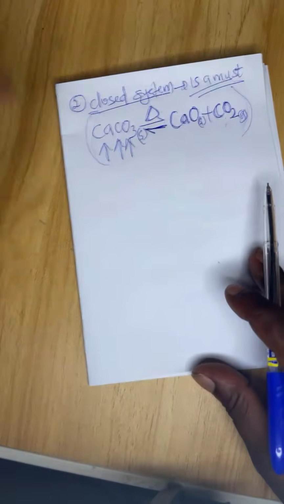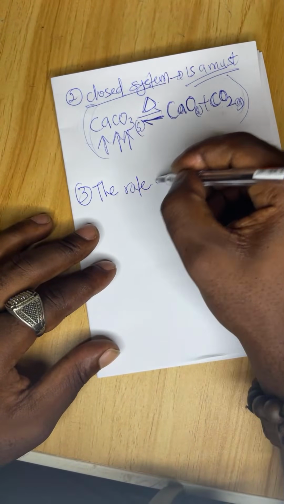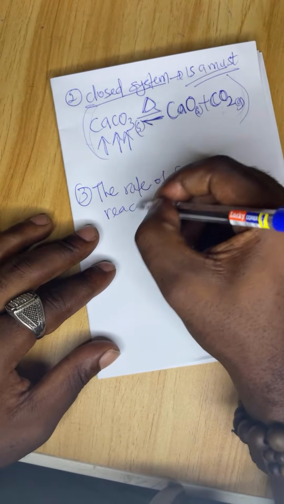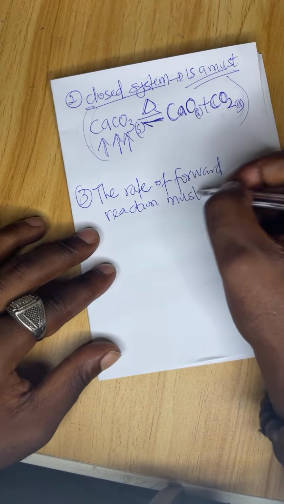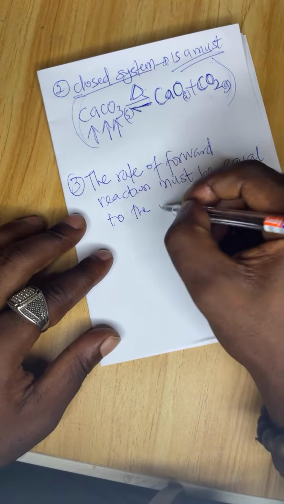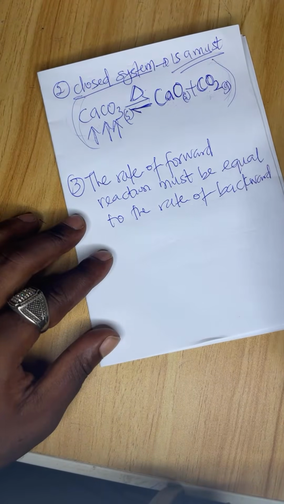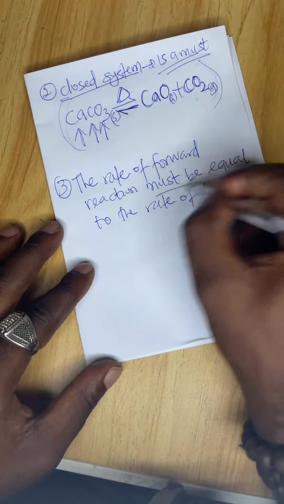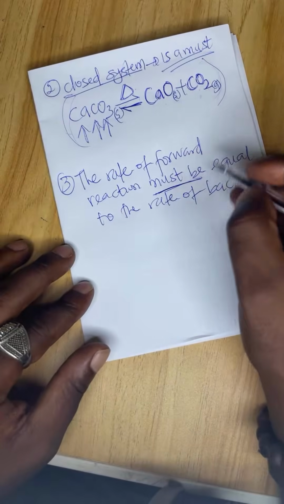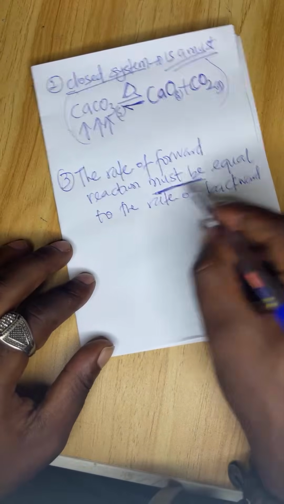So let's get in. Number 3. We said the rate of forward reaction must be equal to the rate of backward reaction. See, I will use something to explain this now. That's the third. Don't forget, I'm putting it as a must. It's not that it's anyhow. It is a must that this must happen. The rate of forward reaction must be equal to the rate of what? Backward reaction. It is a must.